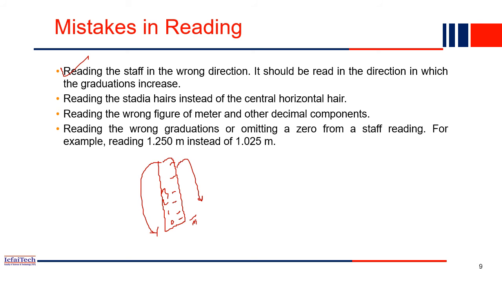Reading the stadia hair instead of the center horizontal hair. As we have discussed, in the telescope you have this type of cross here, right? Whatever reading you see at this point, that reading has to be considered. But sometimes someone will take this reading or this reading, which will introduce errors in the reading. Next one is reading the wrong figure in meter or in decimal point. For example, the original reading is 1.250, but what he has recorded is 1.025. This type of error may occur also. That's why we have to make sure that readings are correct, right?